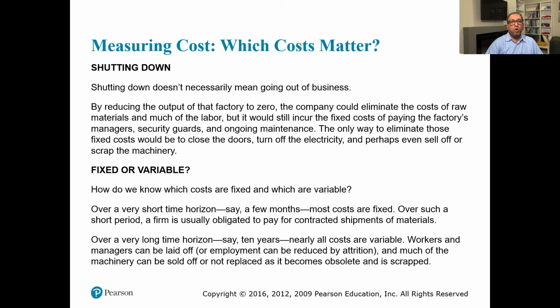But if the price or the revenue you are generating is less than the fixed cost, then it is not good, because this way your loss is increasing. So what do we know? Which costs are fixed and which are variable? Over a very short time horizon, a few months, most costs are fixed. Over such a short period, a firm is usually obligated to pay for contracted shipment of material. Over a long horizon, say 10 years, nearly all costs are variable. Workers and managers can be laid off, or employment can be reduced by attrition, and much of the machinery can be sold off or not replaced because it is obsolete and is scrapped.